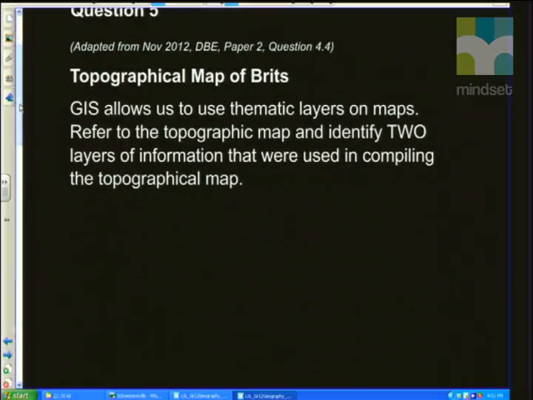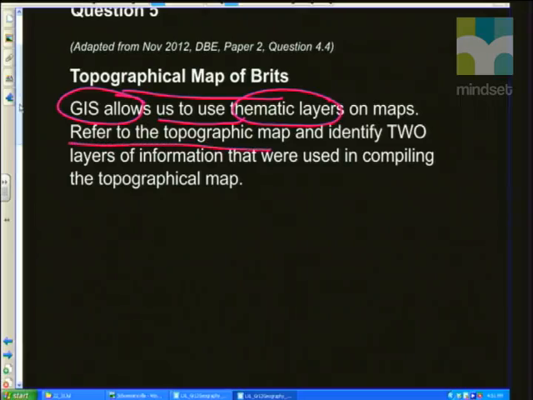In this example, we go back to the topographical map of Brits. GIS allows us to use thematic layers on maps. Refer to the topographic map, and identify 2 layers of information that were used in compiling topographical maps.